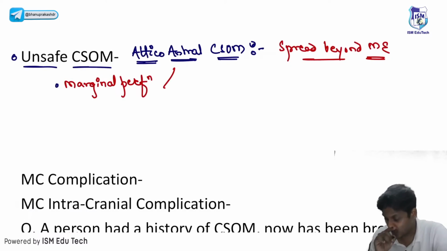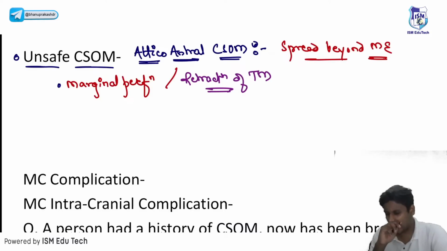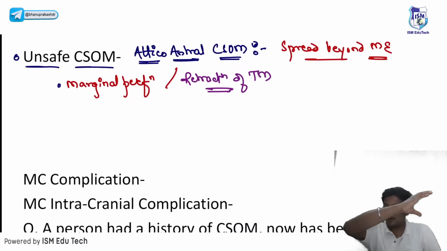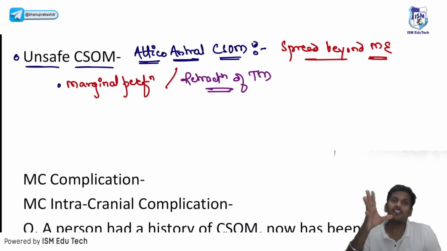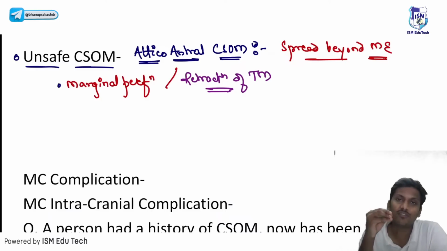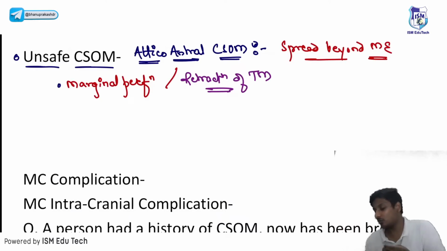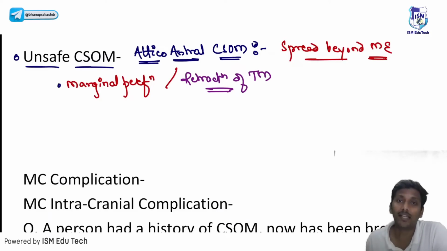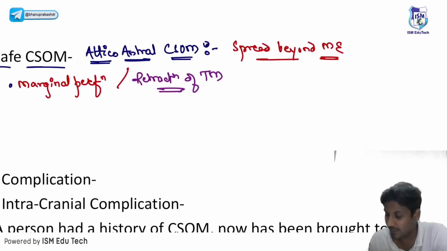Apart from this, what are the other causes? If there is a retraction of the tympanic membrane, in that retracted tympanic membrane, what will happen? It will keep on retracting, and it will finally rupture. As it ruptures, the skin of the external ear will grow inside the middle ear, and that is what is called cholesteatoma. So due to excess of retraction, there will be rupture, and finally there will be formation of cholesteatoma.